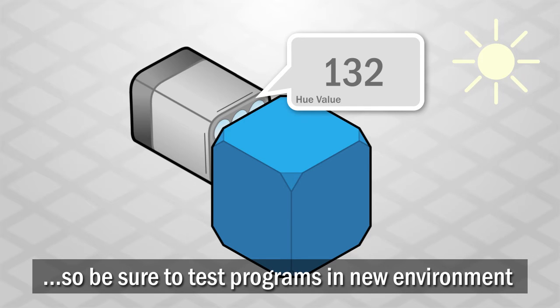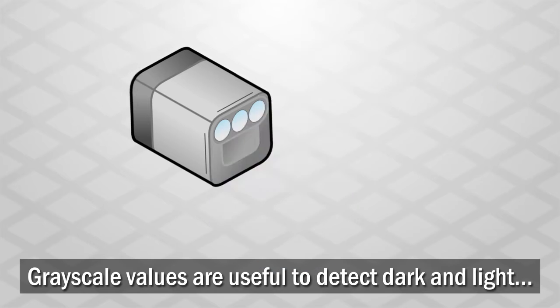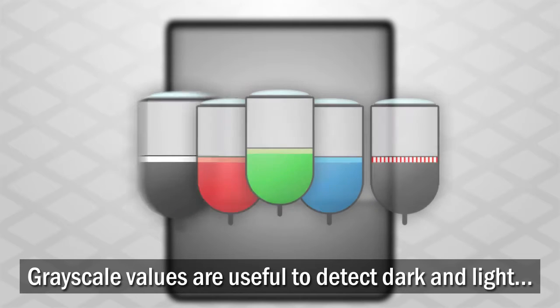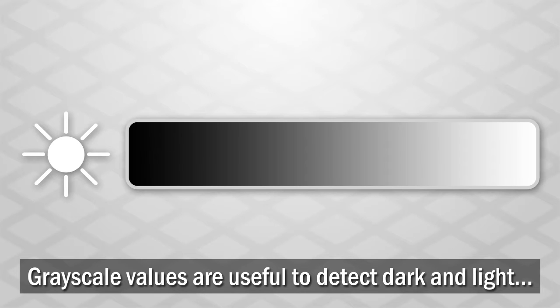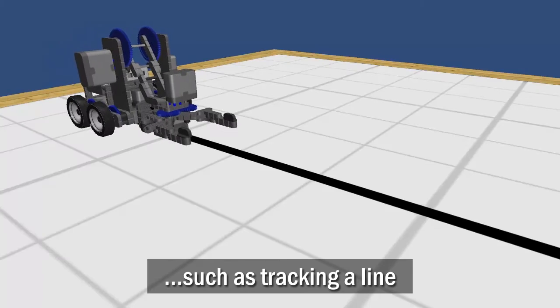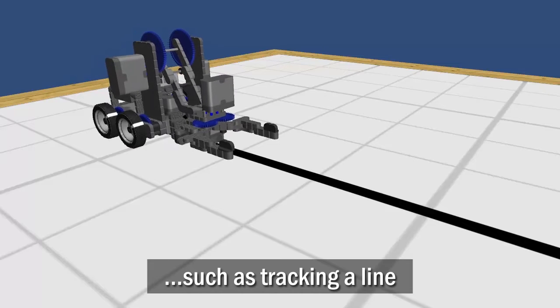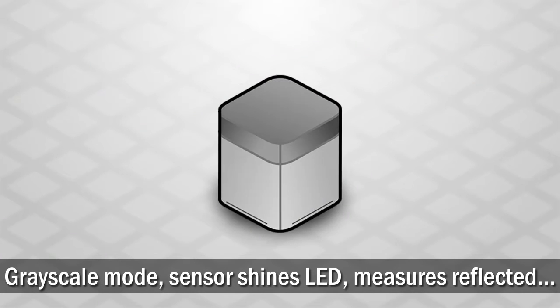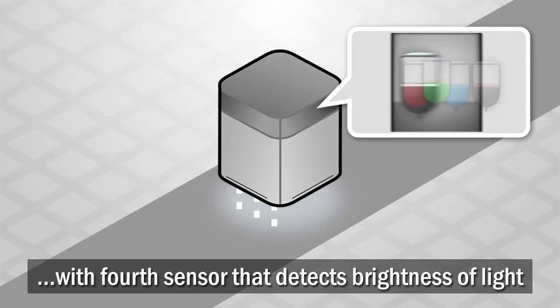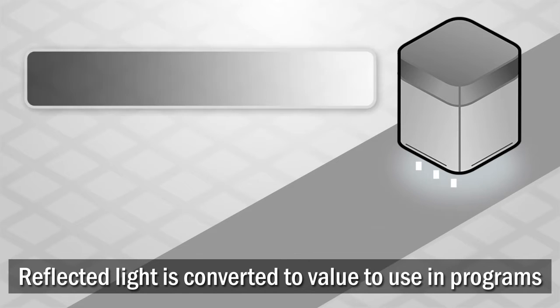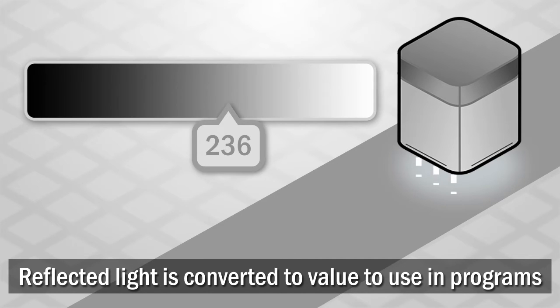The grayscale values from the color sensor are useful when the robot needs to detect the difference between dark and light-colored surfaces, such as when it needs to track a line. In grayscale mode, the color sensor shines a white LED and measures the amount of reflected light with a 4th internal sensor that detects the brightness of the light. The reflected light is converted into a value for you to use in your programs.